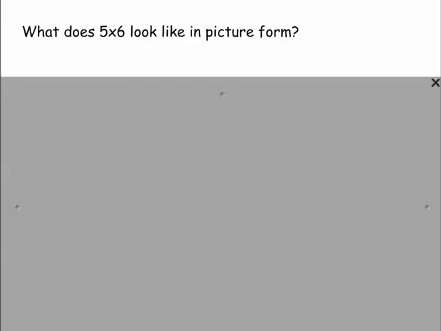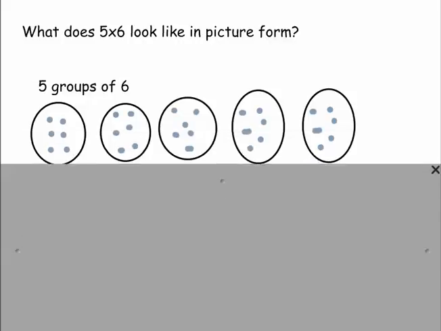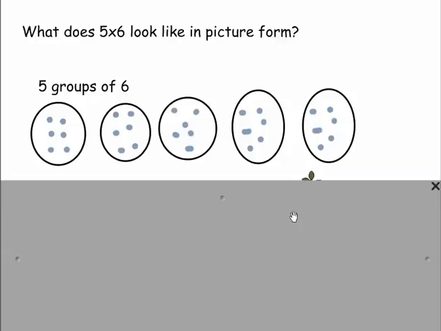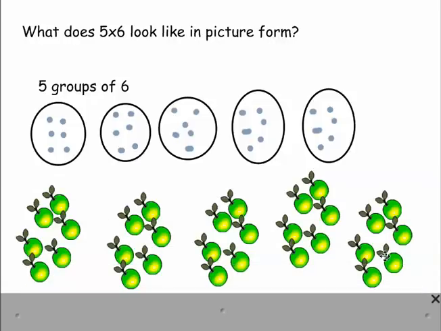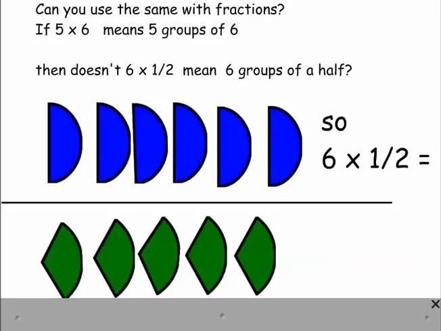All right, so let's look at multiplying fractions. Let's first think about what multiplying means. If I'm multiplying 5 times 6, doesn't that just look like 5 groups of 6? Or it could look like this in picture form. So if we're talking about multiplying, we're talking about groups of. So 5 groups of 6. Okay, the same is true if we're talking about fractions.